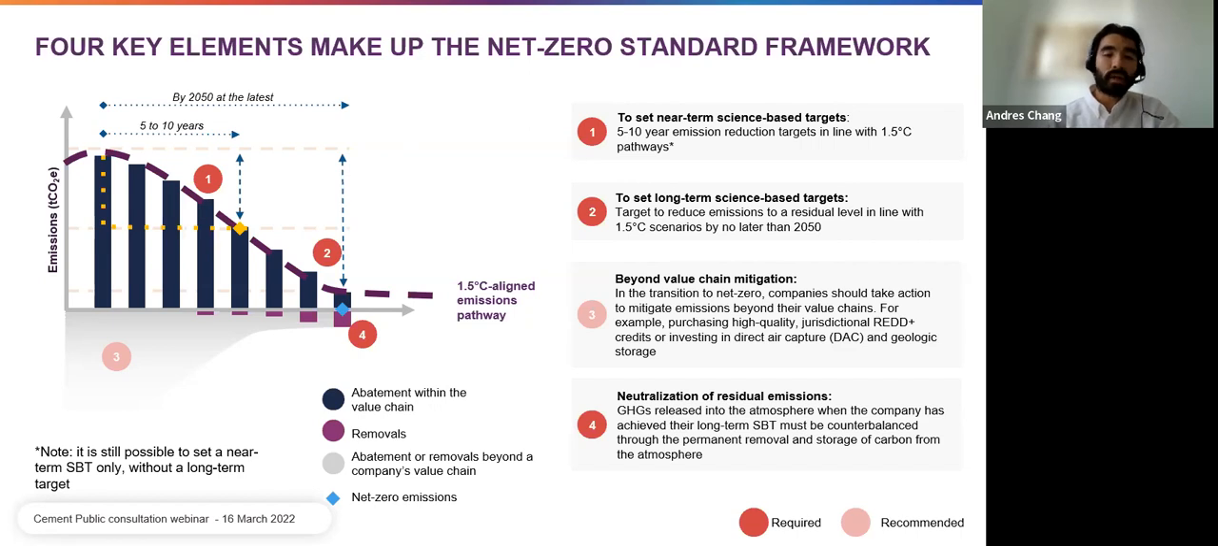In the near term, companies should be focused on beyond value chain mitigation, which can include a whole wide range of activities, but in the long term, if we're going to align with net zero at the global level, it's going to be required for companies to permanently neutralize their unabated emissions. Next slide.